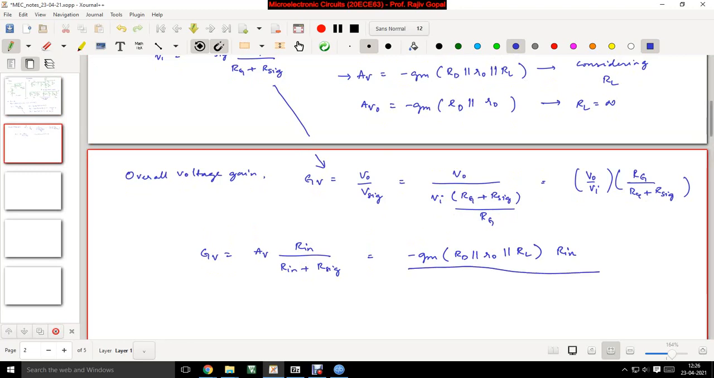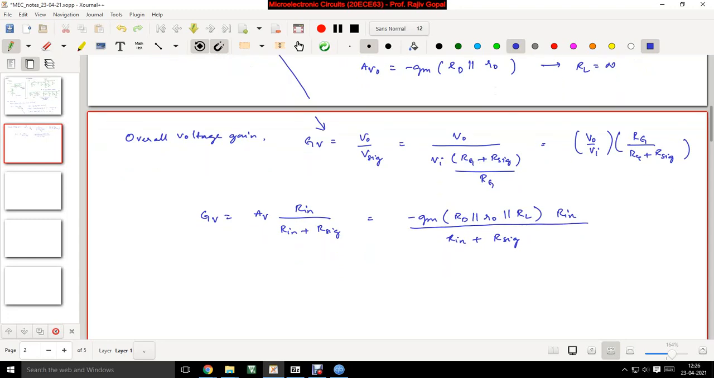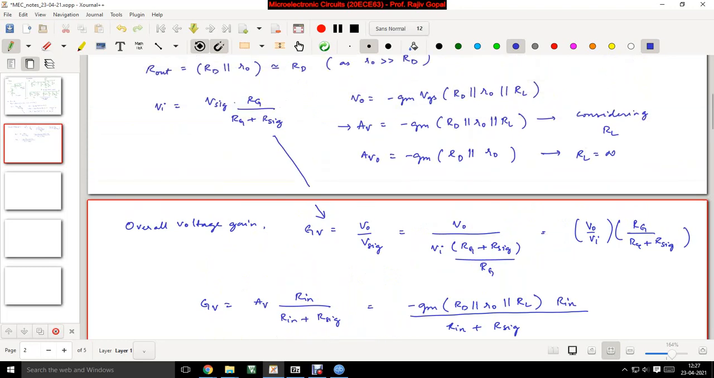divided by Rin plus R signal. Okay, this is GV, considering RL. But if you don't want to consider RL, simply remove RL. So this is minus GM RD parallel R naught into Rin divided by Rin plus R signal. So four formulas here: GV, GV naught, AV, AV naught, and Vi.